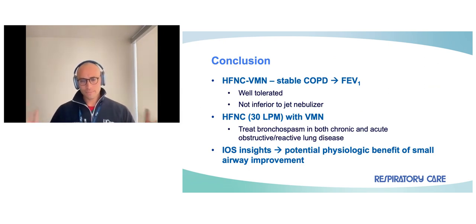So in conclusion, high flow with vibrating mesh nebulizers in stable COPD subjects improves FEV1. It's well tolerated. Based on what we see here, the authors conclude that it's not inferior to jet nebulizers. We conclude that high flow at 30 liters per minute with vibrating mesh nebulizers can be used to treat bronchospasm in both chronic and acute obstructive or reactive lung disease. And the IOS gives us insights into the physiology behind what's going on, where you might see some reduction of small airway bronchospasm.